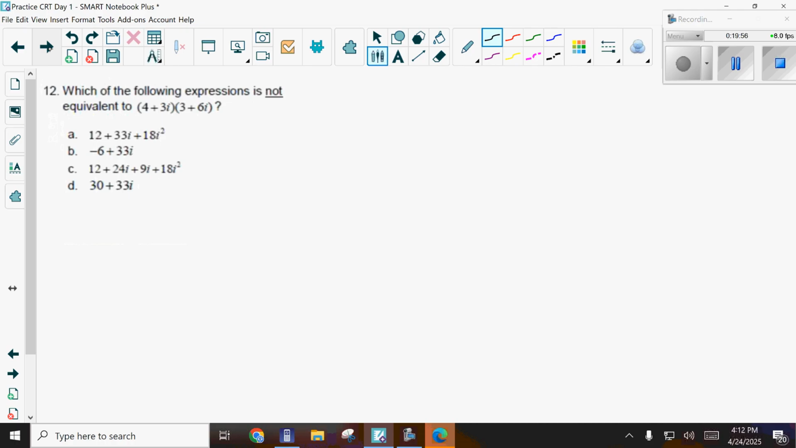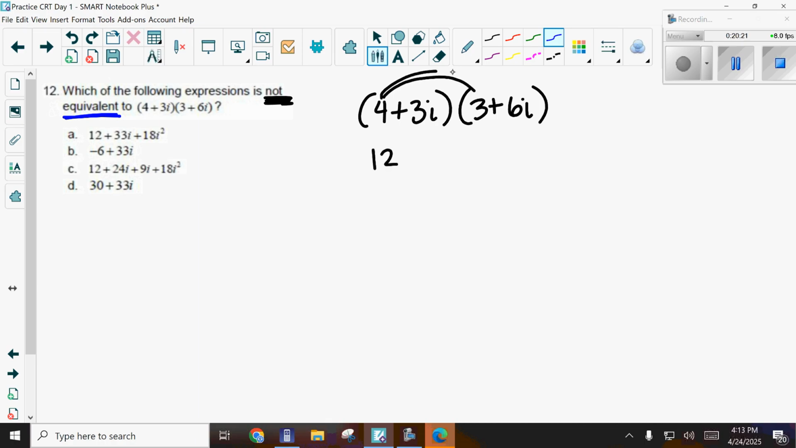Okay, number 12. Which of the following expressions is not equivalent? This one is kind of weird because it's asking for things that are not the answer. So what we want to do here is work it out. So 4 plus 3i, and then 3 plus 6i. We're just going to do it step by step and verify that stuff is there. I'm going to start off by multiplying 4 times 3 is 12. 4 times 6i is plus 24i. 3i times 3 is plus 9i. And then 3i and 6i makes positive 18i squared.